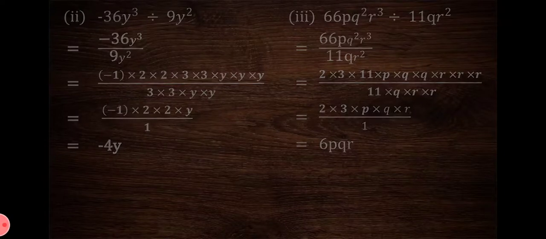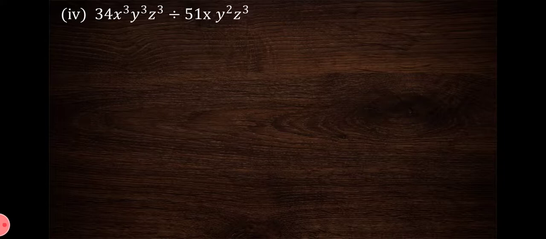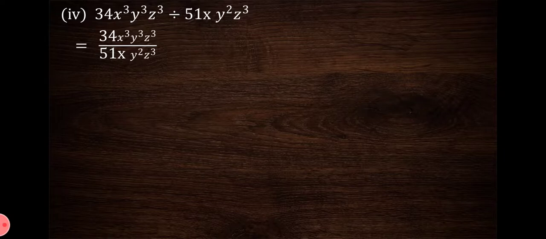Next, question number 4. 34x cube y cube z cube divided by 15xy square z cube, that is equal to 34x cube y cube z cube upon 51xy square z cube. Now if the powers of the variables are bigger, then you can use the laws of exponents and powers, and then also you can carry forward, so that we don't have to write the variable many times again and again, where there is a chance of mistake. So we can carry on like that also.